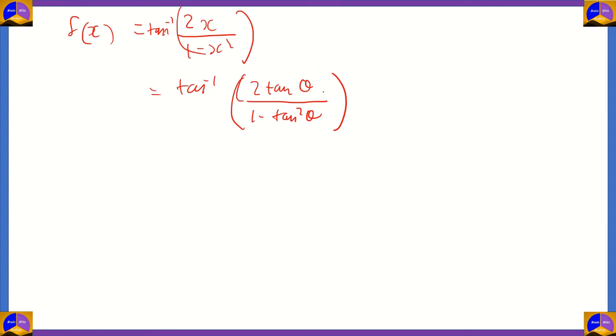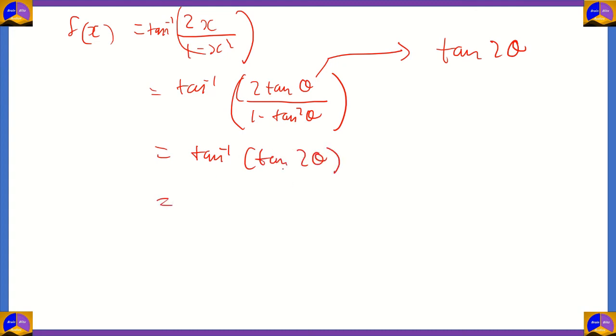The terms which are inside the bracket are equal to tan of 2 theta. So therefore f(x) can be written down as tan inverse of tan 2 theta. So tan and tan inverse functions get cancelled, so you have 2 theta as f(x). So therefore f(x) can be written down as 2 tan inverse of x. So 2 tan inverse of x is the function f(x).